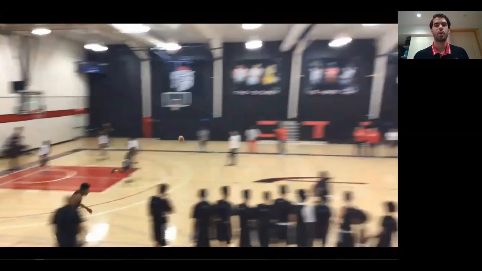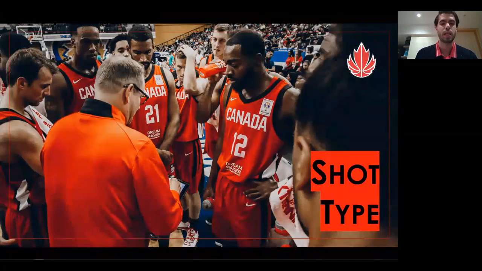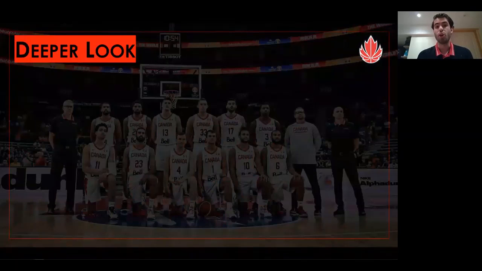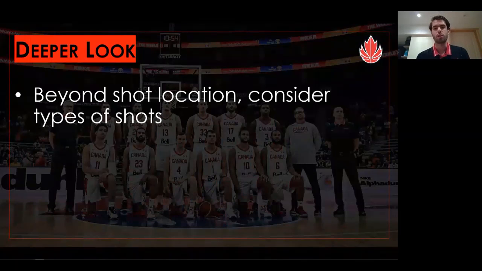So jumping ahead a little bit here and focusing in on shot type. So we've identified the shot locations on the court to provide initial context in terms of the shot spectrum. Now I'm going to drill down a little bit and provide a little bit more detail on shot type specifically. So what this means is providing a deeper look beyond the shot location. Consider the type of shots. Of course, we've talked about this before. Not all shots are created equal.